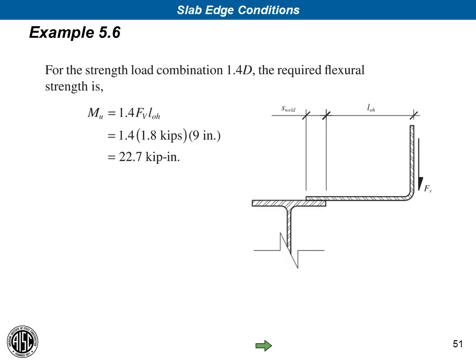So for a strength load combination of 1.4 dead load, the required flexural strength in the bent plate, since we're not relying on the slab capacity, is 1.4 times the vertical load times LOH, which is 9 inches. So we have to design the bent plate at the critical section right here at the tip of the flange for 22.7 kip inches. That's for the dead load case.